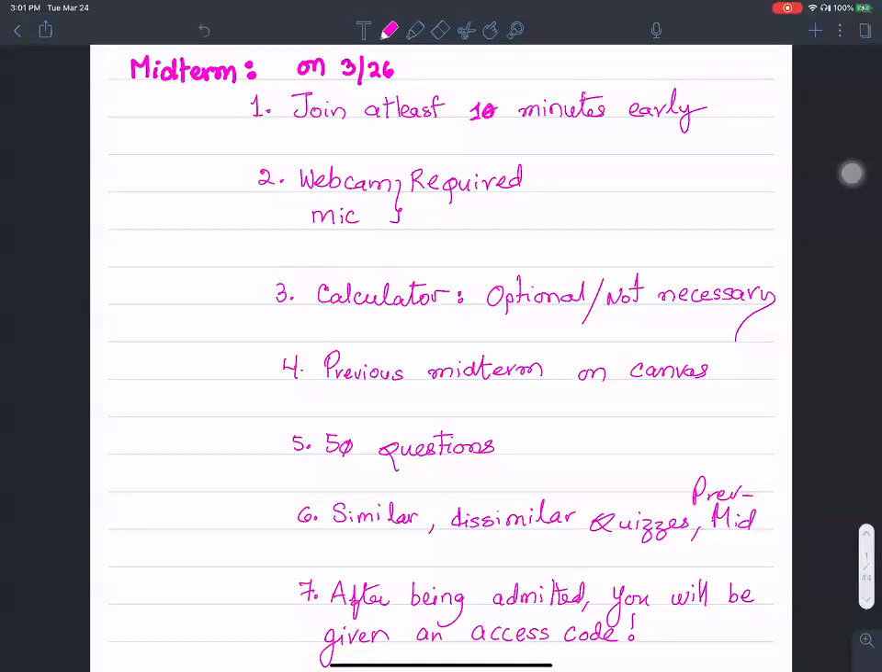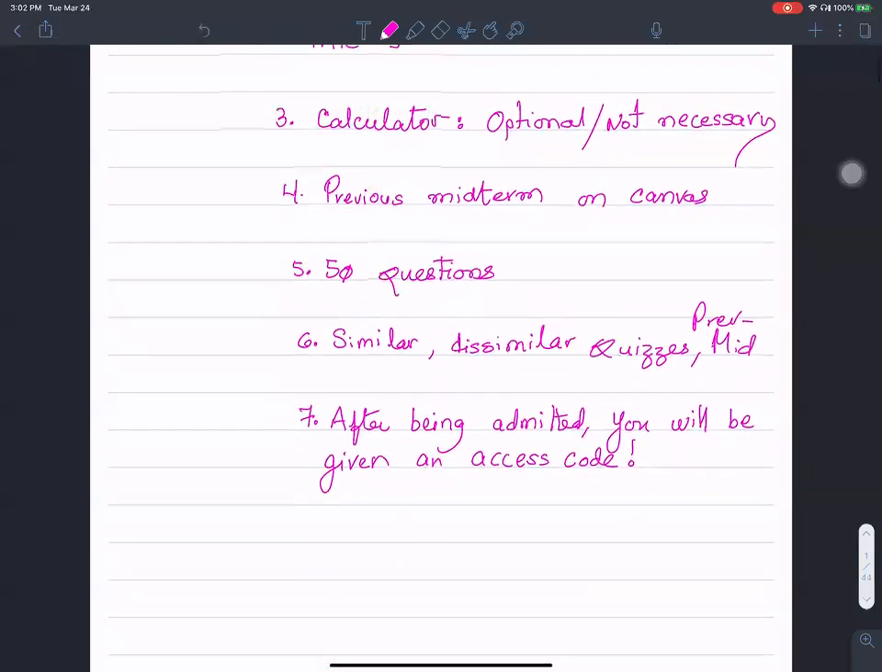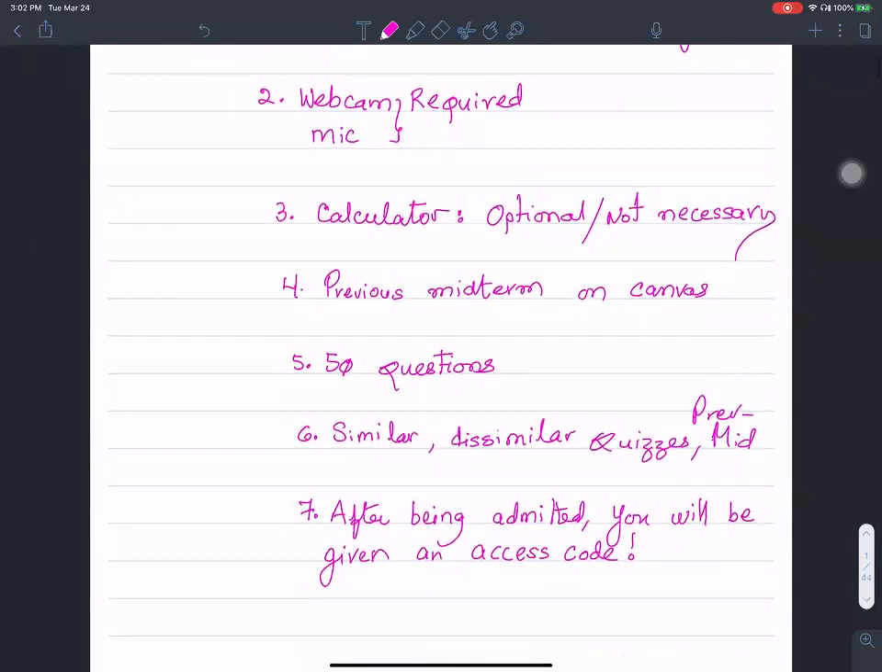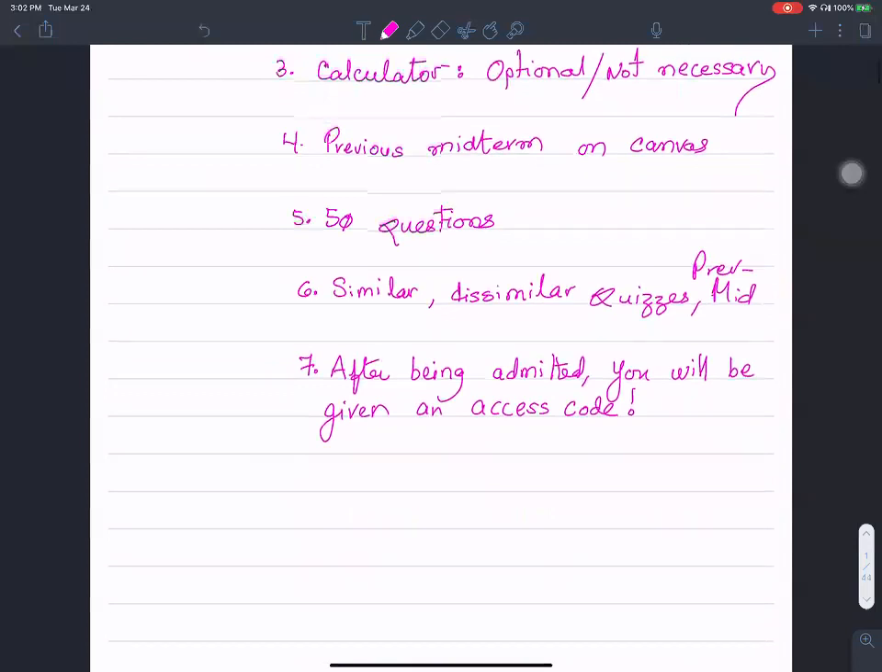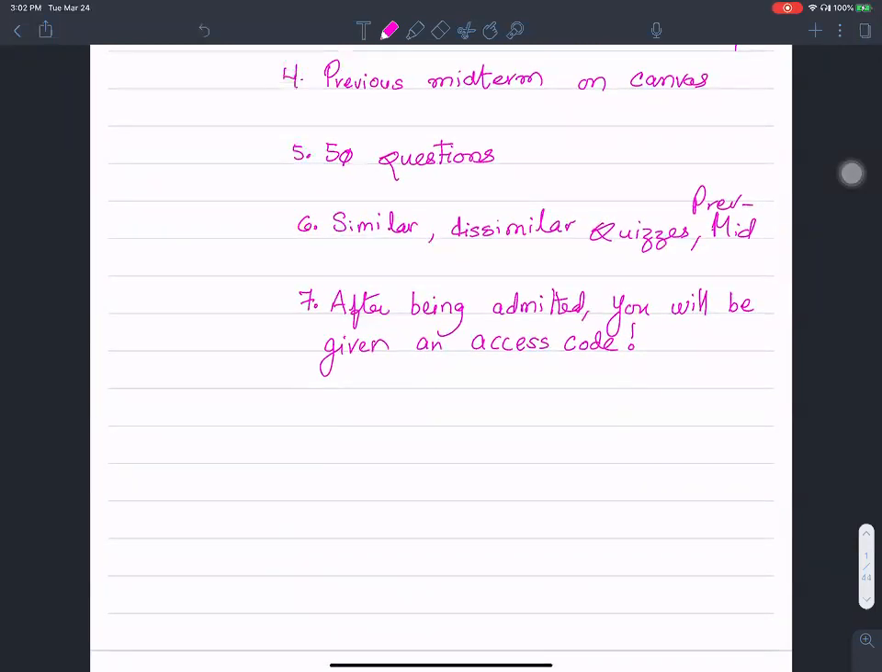Now, a webcam and a mic are required. Before I let you into the meeting, I'll put you in a waiting queue and then verify your webcam and microphone and make sure they're functional, and then let you in. Once you are in, you'll have the access code to take the exam. A calculator is optional. I don't think there are any problems that need you to use your calculator, but it's okay to have one if you feel you need it.